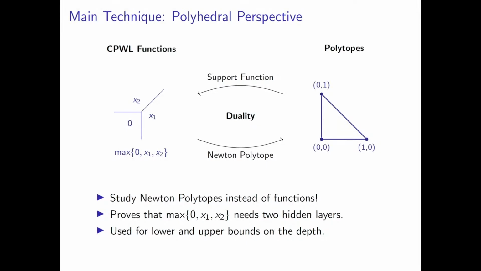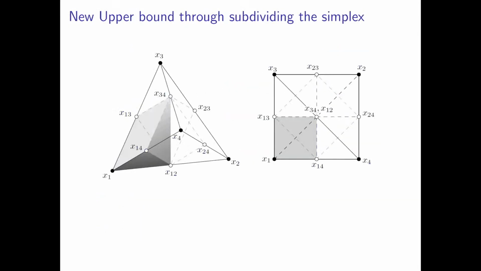First of all, observe that the maximum of a bunch of things, what is the Newton polytope? It will always be a simplex. So a simplex is the higher dimensional generalization of the triangle. So in 3D, don't think about whatever happens inside, but in 3D, the Newton polytope of the maximum of 4 things would be this triangular pyramid here, this tetrahedron. So what can we do with this? I want to tell you that you can compute the maximum of 5 numbers in 2 hidden layers. That's what I would like to convince you about.